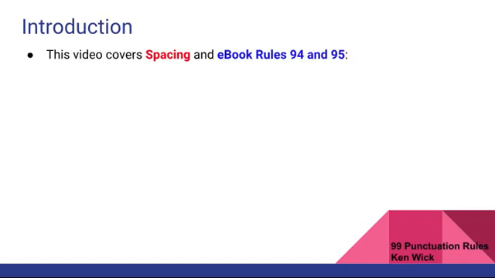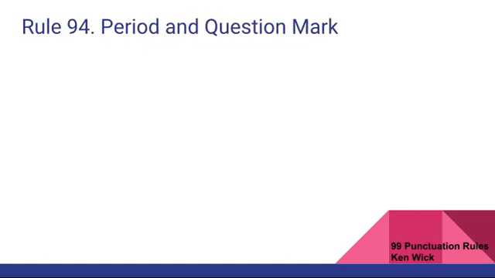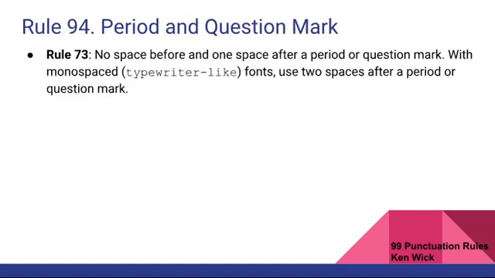This video covers spacing in the ebook rules 94 and 95. Rule 94 is about the period and question mark. Rule 95 is about commas, semicolons, and colons. So, spacing with a period and question mark: no space before and one space after a period or question mark. With monospaced fonts, that's typewriter-like fonts, use two spaces after a period or question mark.